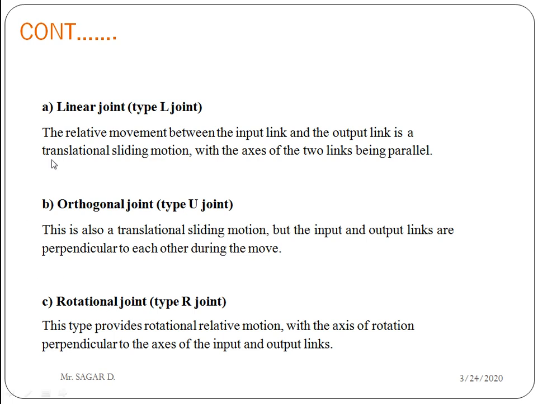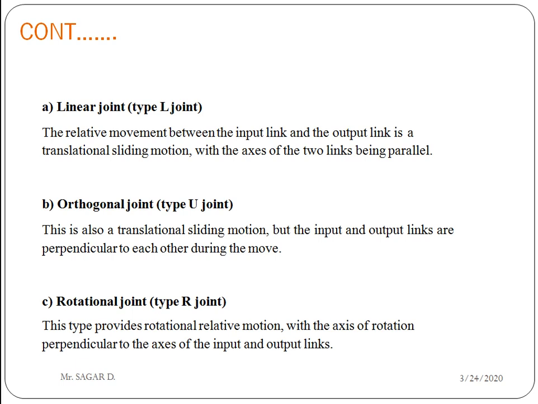So about the joints: the linear joint is the type L joint. Relative movement between the input link and output link is translational sliding motion. This linear joint is also called the prismatic joint. Then the second is the orthogonal joint. Input and output links are perpendicular to each other, also called the type U joint.